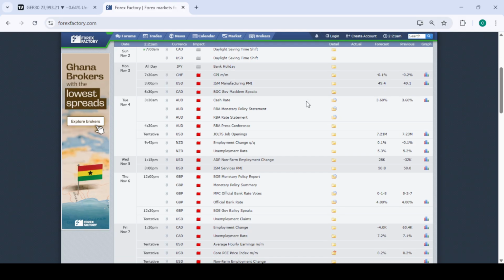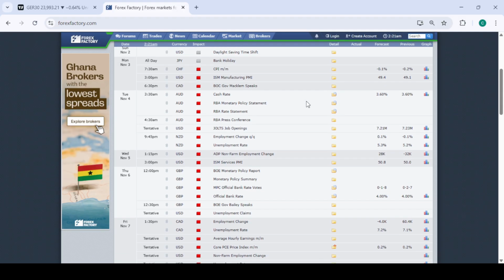Tuesday we have the Australian dollar cash rate, which is a very volatile event we should look out for if you are holding any AUD pair or trading any AUD asset. You have to be very careful. This event is very volatile, and it can move serious pips when it is released, so be on the lookout for it.